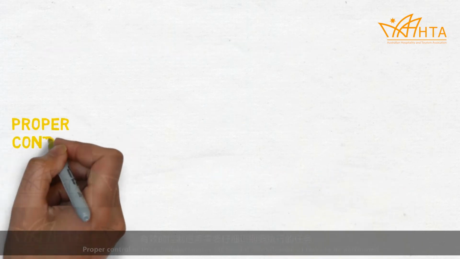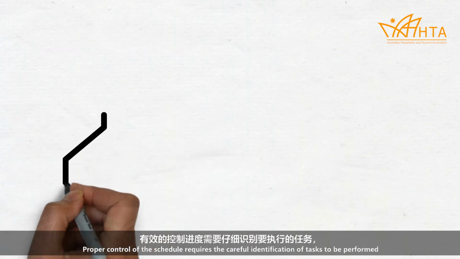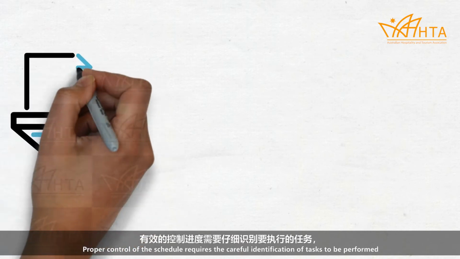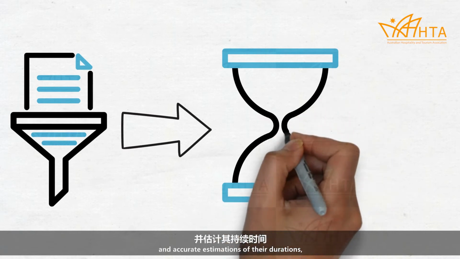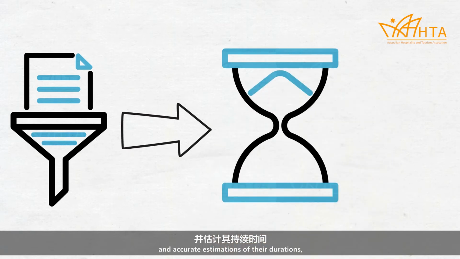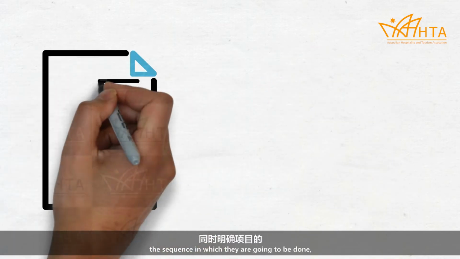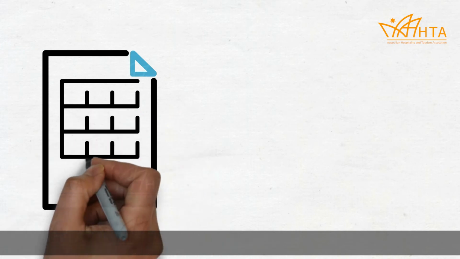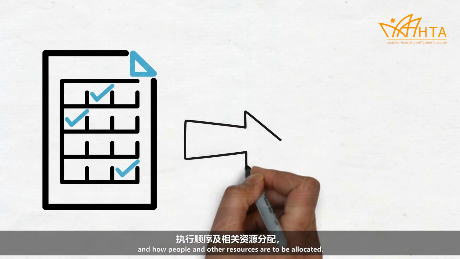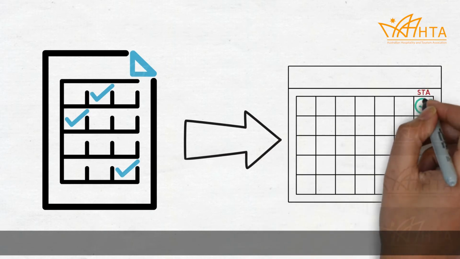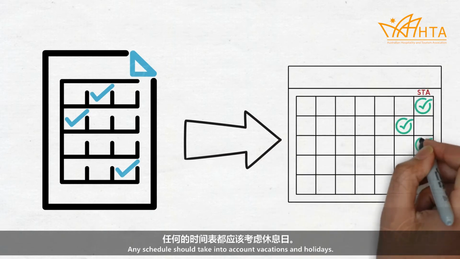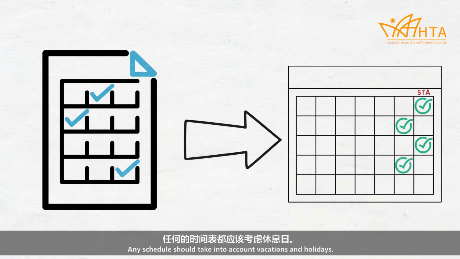Therefore, proper control of the schedule requires the careful identification of tasks to be performed and accurate estimation of their durations, the sequence in which they are going to be done, and how people and other resources are to be allocated. Any schedule should take into account vacations and holidays.